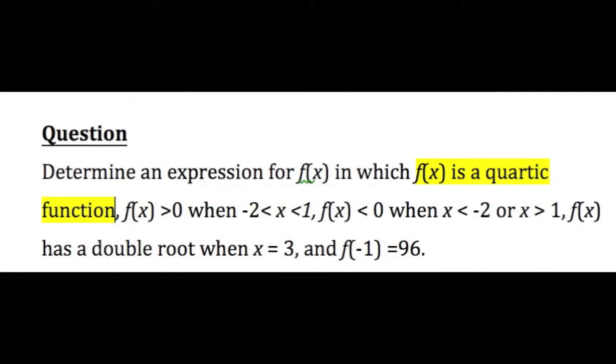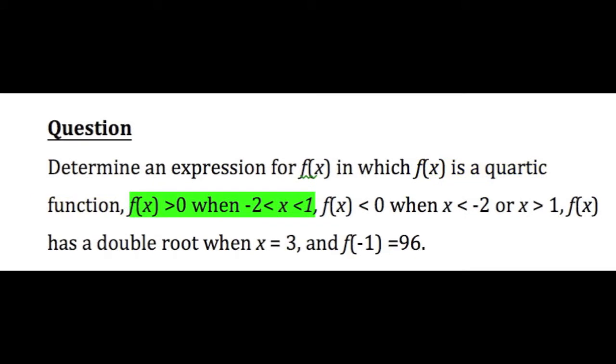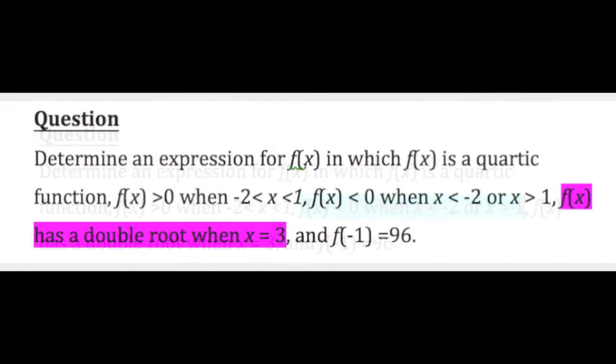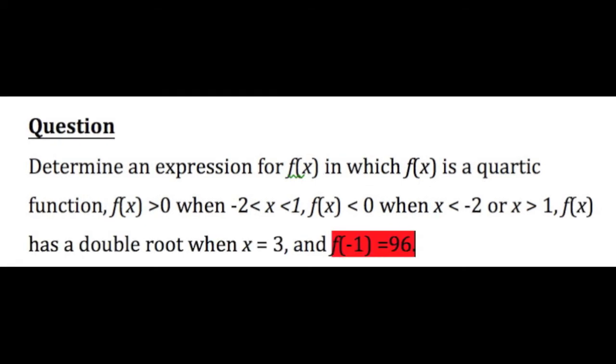First, I'll derive as much information as I can from the fact that f of x is a quartic function. The next thing I'll do is sketch a graph of when f of x is greater than 0, so between -2 and 1. After that, I will add to that same graph for when f of x is less than 0, so from -infinity to -2 and from 1 to infinity. I will continue to add to the sketch of the graph for when f of x has a double root at x equals 3 and when f at -1 equals 96.